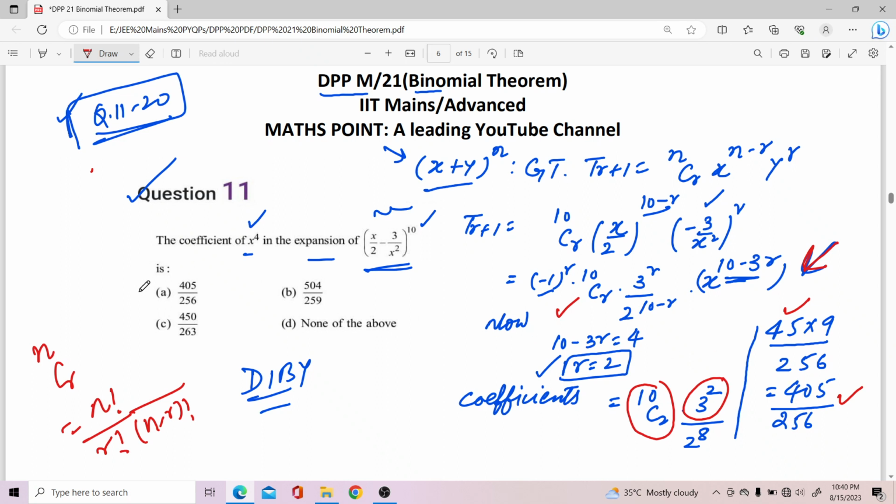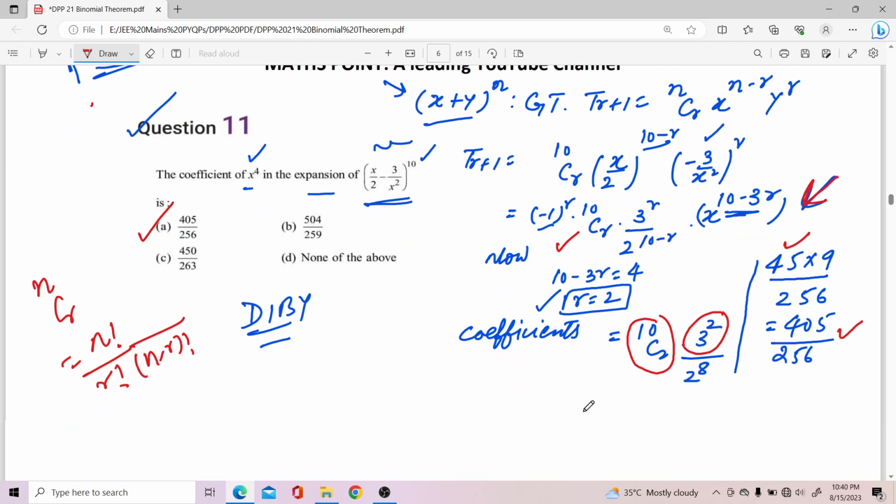So which one is the correct answer? It is the first option which is the correct answer for this question. So let us move to the next question, question number 12.